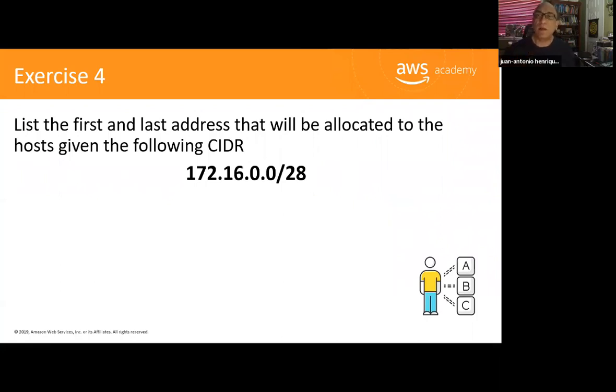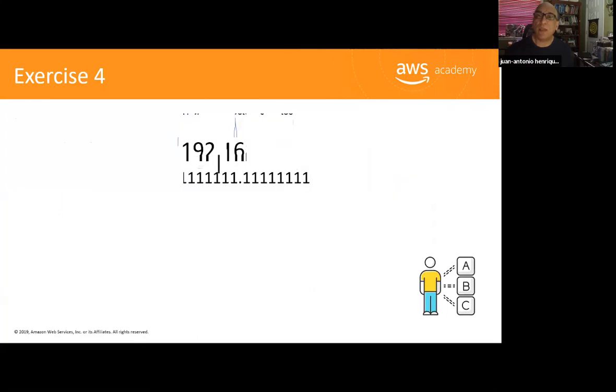It's an exercise here. It says list the first and the last address that will be allocated to the host given the following CIDR. Remember, this is /28, the same number that we used in the previous example. That means that you have 2 to the 4 possible addresses, 16 addresses available to the host. So what would you think the first address for the host is going to be?